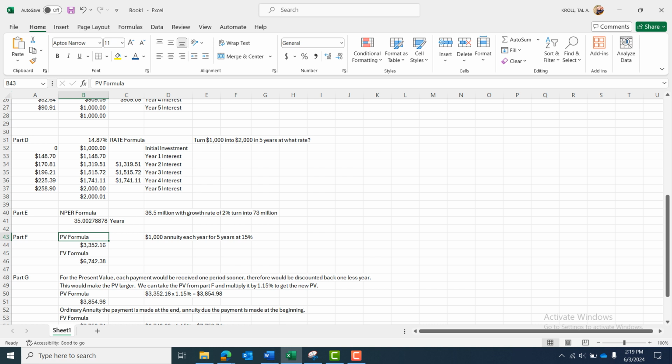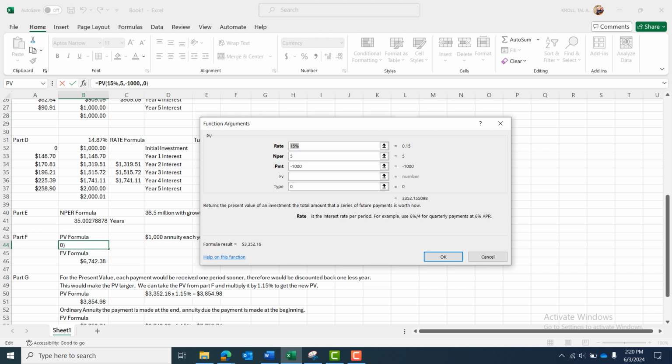So we use the present value. They're really saying, what does that look like, that value today? It would look like $3,352.16. In theory, that's equal to the same thing as having $1,000 and investing it each year for 5 years at 15%. And the way we came up with that number was to use the present value formula on Excel.